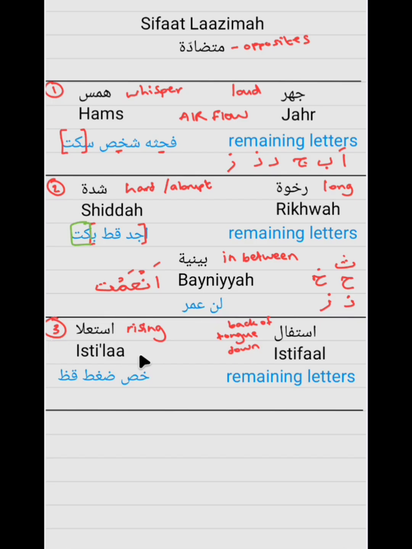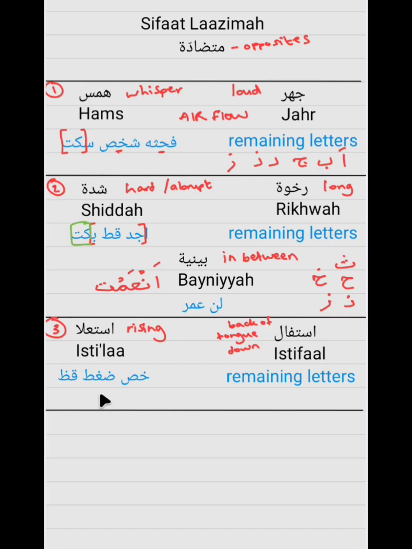Now the letters of isti'la can be remembered by this mnemonic khussa, ضغط, qidh. Right? So it's sod, dod, ta, dha. Those are easy to remember because they're next to each other in the alphabet, as well as kha, ghain, and qaf. Okay? Now you can hear the fullness coming out of my mouth as I'm pronouncing these letters.